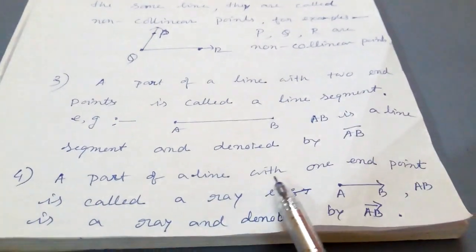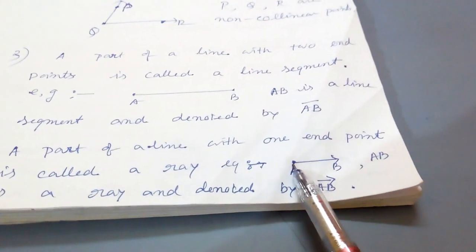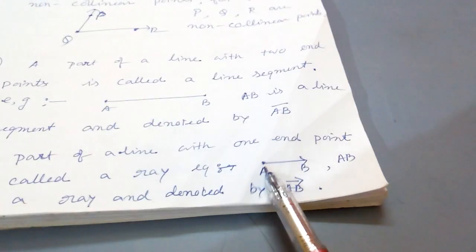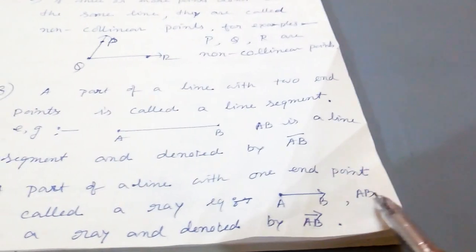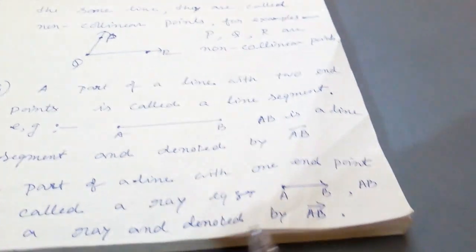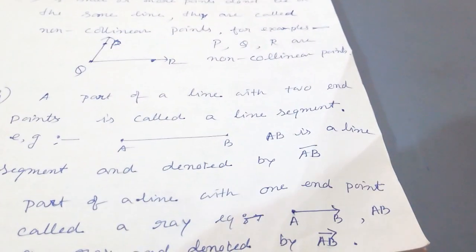A part of a line with one endpoint is called a ray. This is a part of a line. Here A is the endpoint and B is extended up to infinity. So AB is called a ray and denoted by AB.